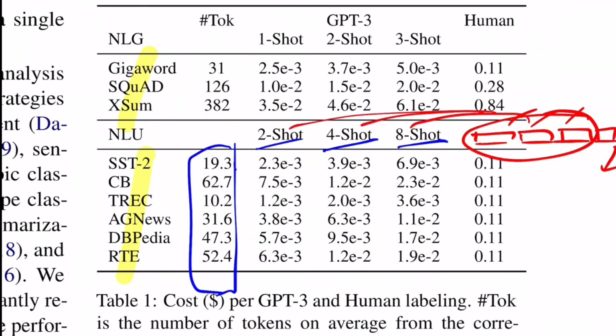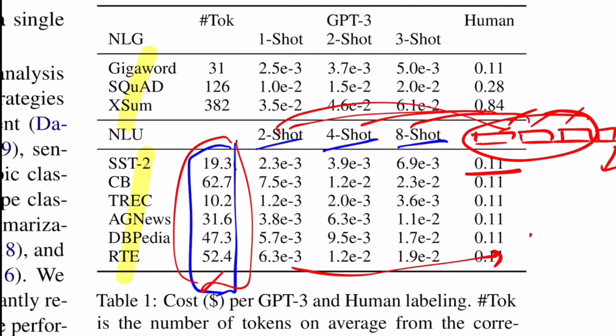So for humans it takes $0.11 on average for all of these tasks, whereas if you compare 2 short with the humans, the model generated labels are way less costly. This is close to 6.3 times 10 to the power minus 3, whereas this is 0.011. And as expected, as we go from 2 to 8, the labeling cost also increases, because now you're giving in more context for GPT-3 to process.